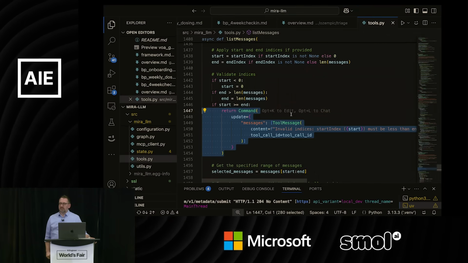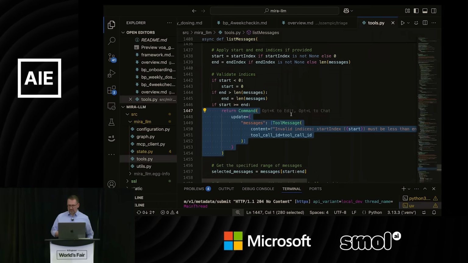Is there some evaluation criteria you use for what makes it a state versus not? Time is one of them. Sure. So the question is about how to decide what goes in the state or not?